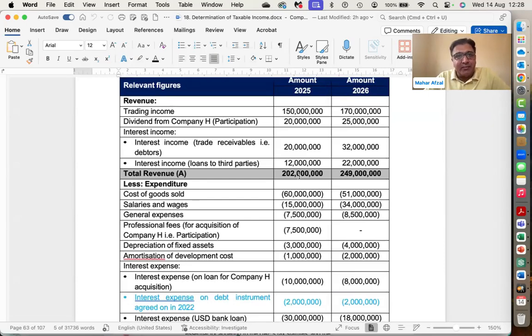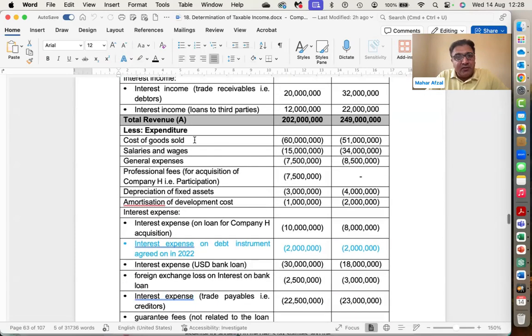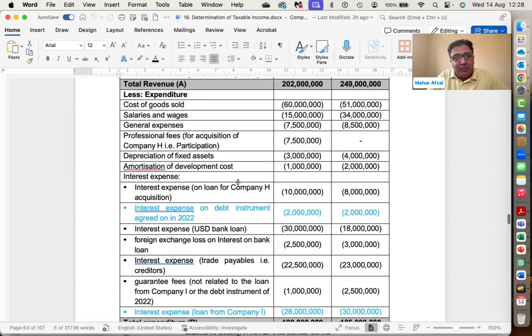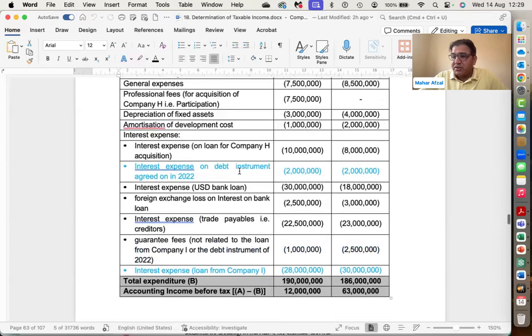I'm applying the direct method. Trading income is how much? 150 million. Dividend income, I should not consider. Interest, I should not consider. Less cost of goods sold, less 50 million salaries and wages, less general expenses 7.5 million. Professional fee I should not consider because this is not allowable. Depreciation is not allowable, should not be considered. Amortization should not be considered. So this is coming 67.5 million.